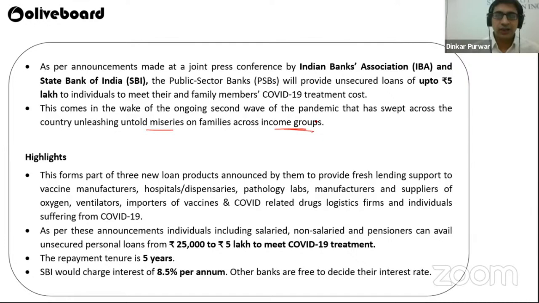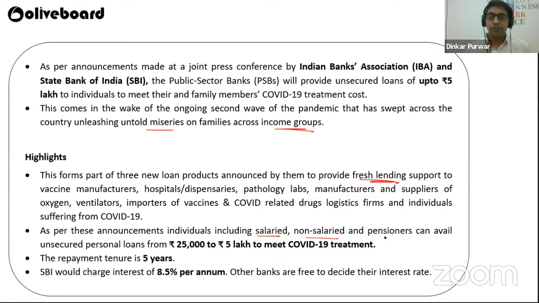So they are providing up to rupees 5 lakh of loans to individuals to meet the family members' COVID-19 treatment costs. This forms part of the three new loan products announced by them to provide fresh lending support to vaccine manufacturers, hospitals, dispensaries, pathology labs, and manufacturers and suppliers of oxygen concentrators. Also import of vaccines and COVID-related drugs, logistics firms, and individuals suffering from COVID-19. As per these announcements, individuals, including salaried people, non-salaried people, and pensioners, can avail the unsecured loan.